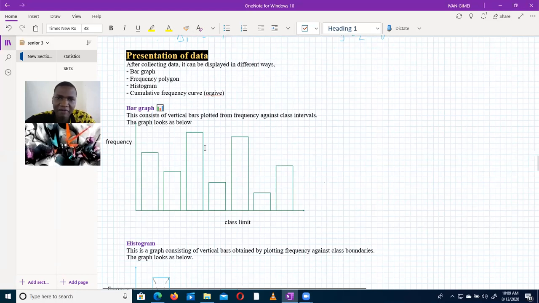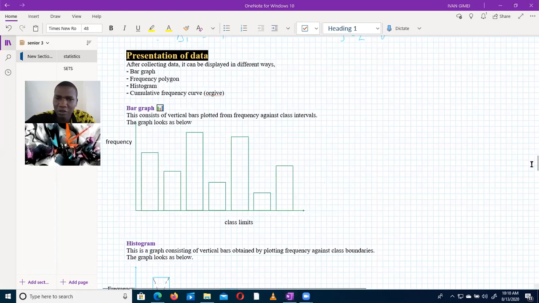This is a bar graph. This is how it looks like. And I remember telling you a bar graph, you plot frequency against class intervals. You put your class interval on the x-axis. These are class limits. Let's have class limits, against the class limits like that. So we have something like this.